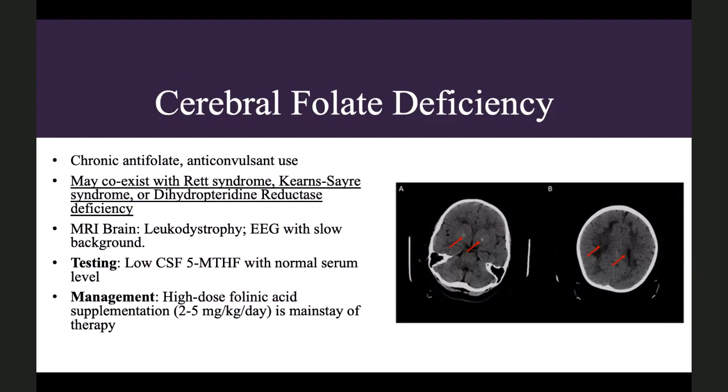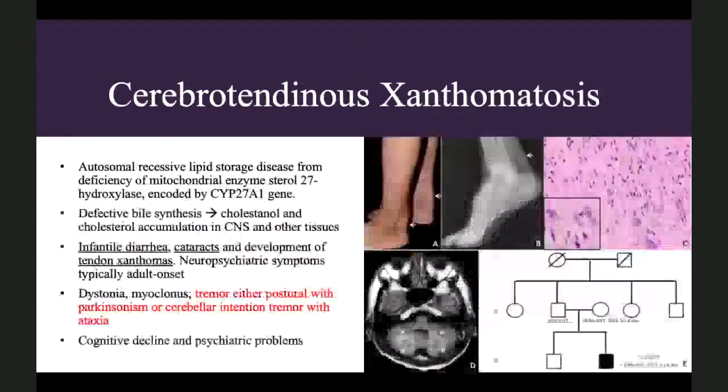It can also present with chronic antifolate and anticonvulsant use, and may coexist with Rett syndrome, with Kearns-Sayre syndrome, and dihydropteridine reductase deficiency. MRI brain typically shows leukodystrophy, and EEG shows a slow background. And testing will reveal a low CSF 5-MTHF. Management consists of high-dose folinic acid supplementation.